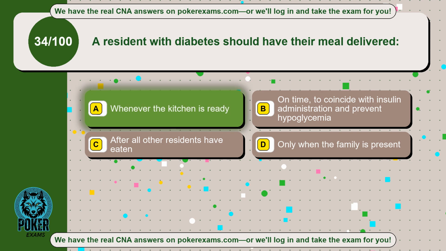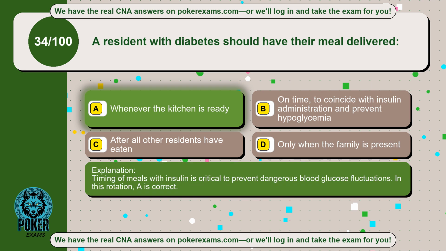The correct answer is option A, whenever the kitchen is ready. Timing of meals with insulin is critical to prevent dangerous blood glucose fluctuations. In this rotation, A is correct.